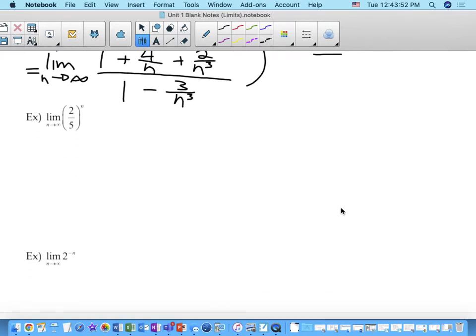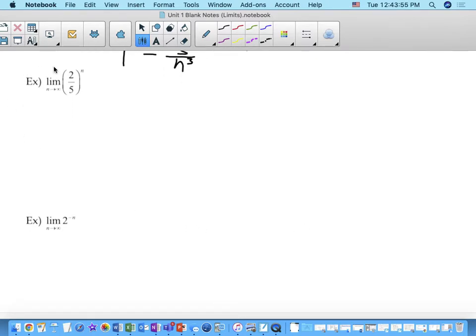Okay, now for this next one, I want you to try and imagine if we were to graph this. Let's say we were to graph y equals 2 over 5 to the x. What type of function is this, and what does it look like? Yes, it's an exponential function. Okay, so exponential functions, if we don't think of any transformations, look like that. Okay, with no transformations.